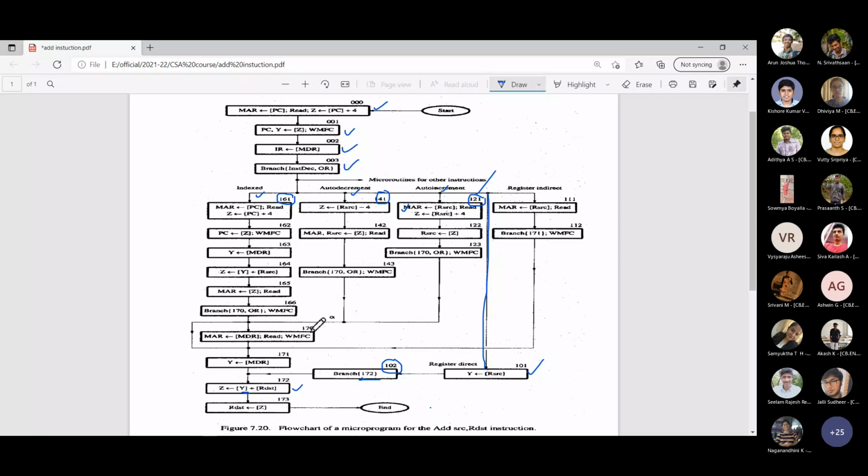At 170, if it is indirect operation, which bit in your IR register will be 1, no matter what addressing mode? If it is indirect, which bit should be 1 in your instruction register? Is it 10 or 9 or 8? 8. IR 8 will be equal to 1 if it is an indirect operation.